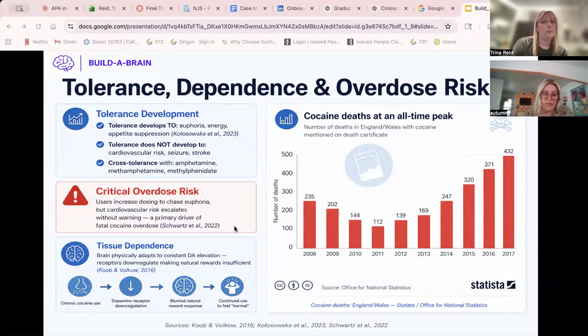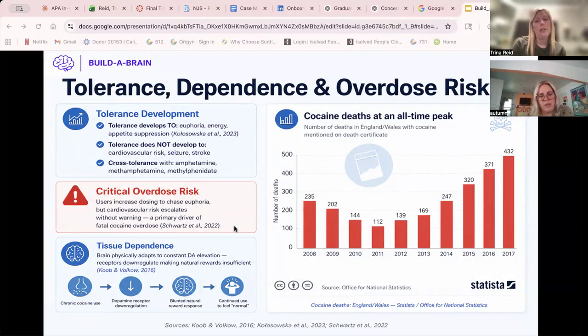Tolerance to cocaine is selective. It develops to euphoria, but like Trina was saying, it does not develop to the cardiovascular effects. So as you're increasing that dose and chasing the high, your heart and blood vessels face escalating danger with no warning. You're not able to interpret that, so these physiological effects happen without you recognizing them. The graph on the right shows cocaine deaths in England and Wales rising dramatically from 2012 to 2017, and this reflects a global pattern.